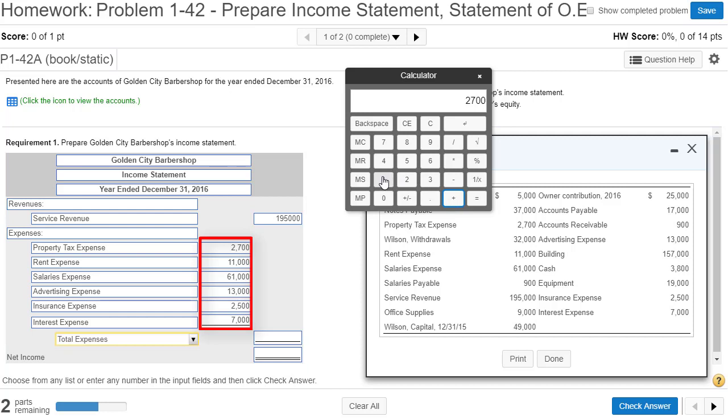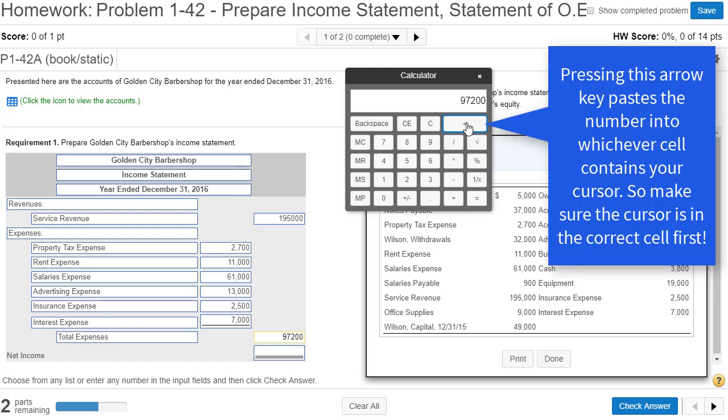2,700 plus 11,000 plus 61,000 plus 13,000 plus 2,500 plus 7,000 equals $97,200 of expenses. So I can type that number here, or since I'm using this calculator, I can just press this arrow key and it shoots it over there. I don't have to worry about mistyping it.